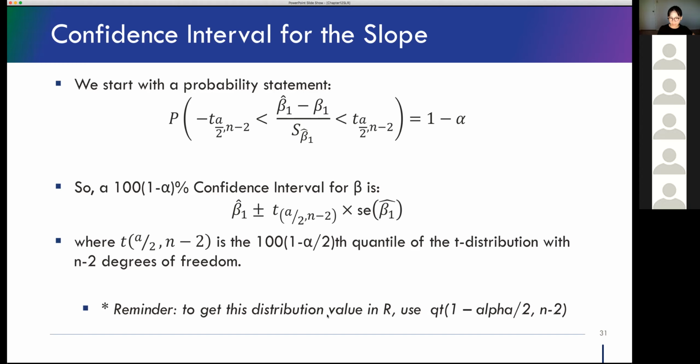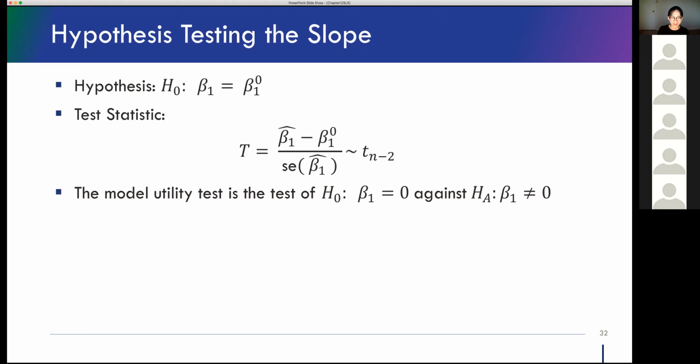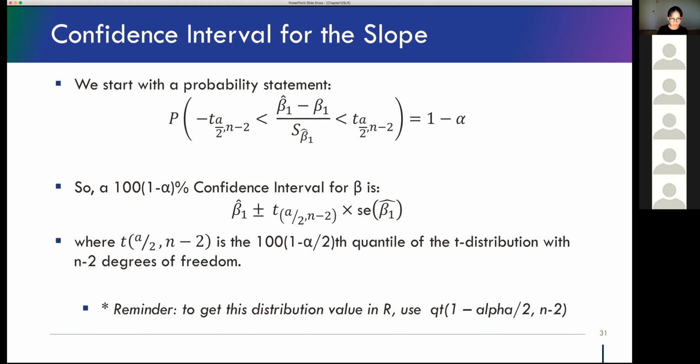And these are all as before. Just to remind you how you get the distribution value, this t value, this is how you get it. Is this the last one? No. Okay, I was too eager to get to the R lab, but let's finish this first.